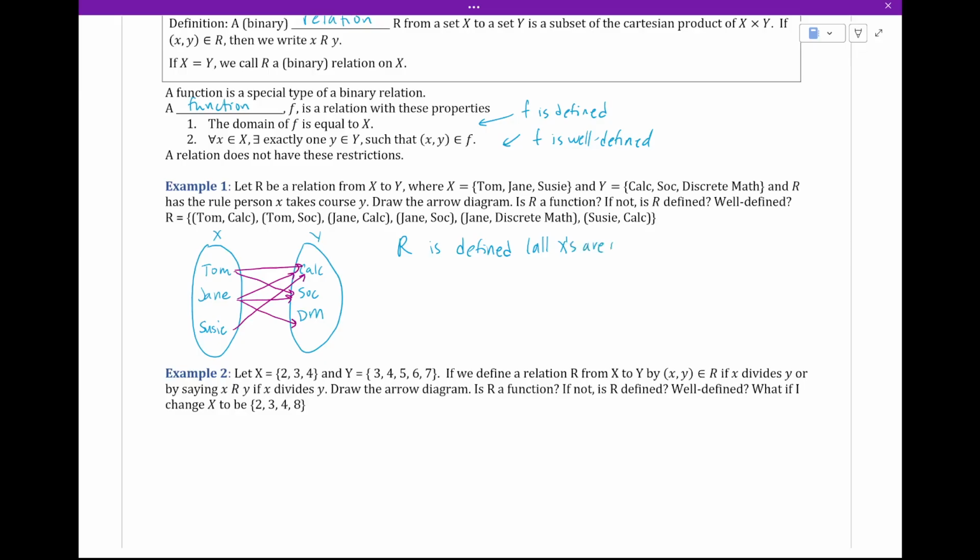All the x's are used. Is there a case where there's an x value that takes more than one y value? The answer to that is yes. Tom goes to Calc and Soc. Jane goes to all three. So R is not well defined, because Tom and Jane take more than one y value. And because it's not well defined, R is not a function.